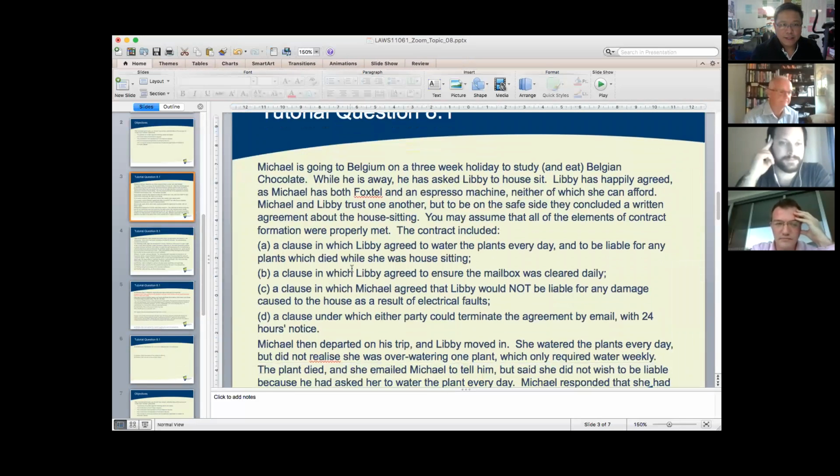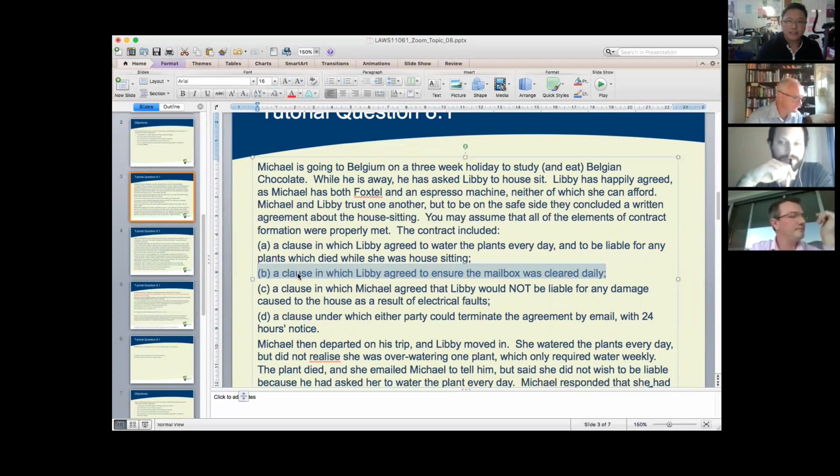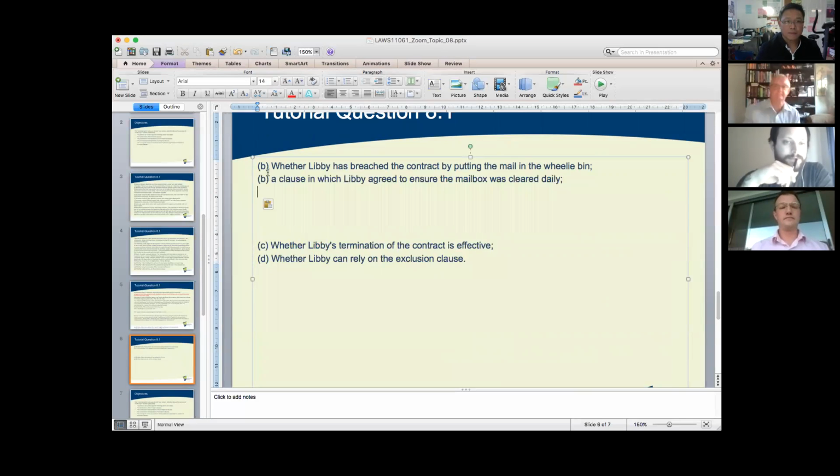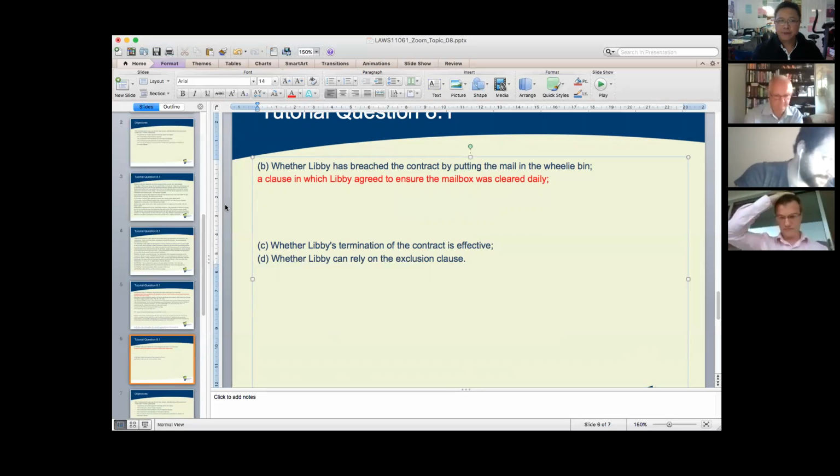So the undertaking of Libby was that she agreed to ensure the mailbox was cleared daily. There is a clause in which Libby agreed to ensure that the mailbox was cleared daily. Now the question is whether Libby has breached the contract by putting the mail in the wheelie bin. Can I ask you to post your answers in the chat box as well?